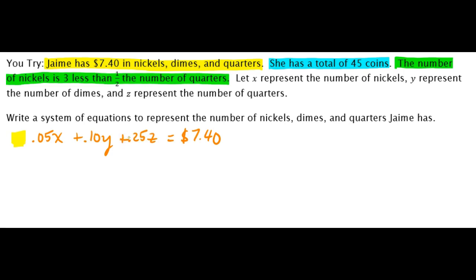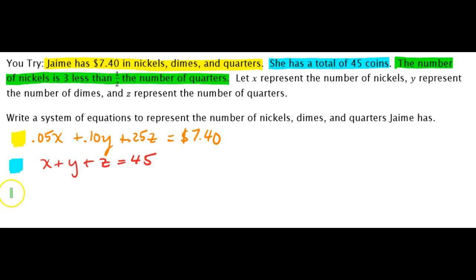My next equation says she has a total of 45 coins. So that's just saying if you add up the number of coins that she has, it's going to give you 45. So that is just X plus Y plus Z equals 45. So the dollar amount always gets the amount that the coins are worth in the equation, and then if it gives you a total number of coins, it's just X plus Y plus Z.